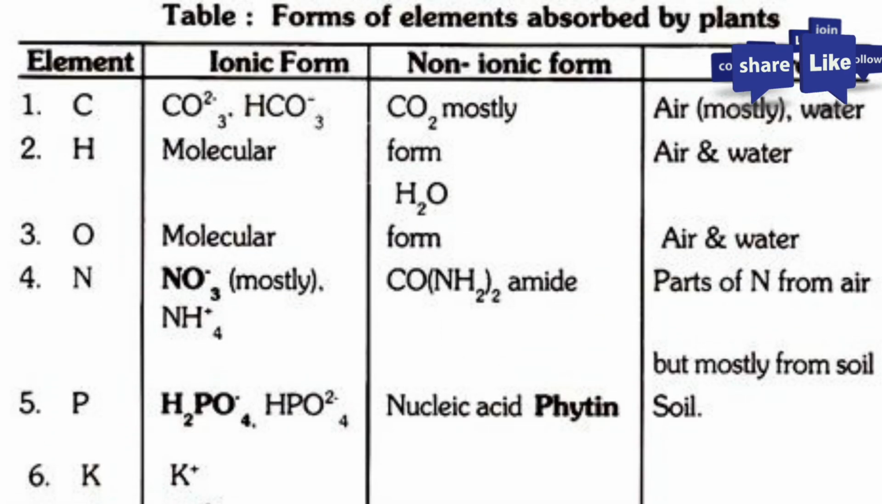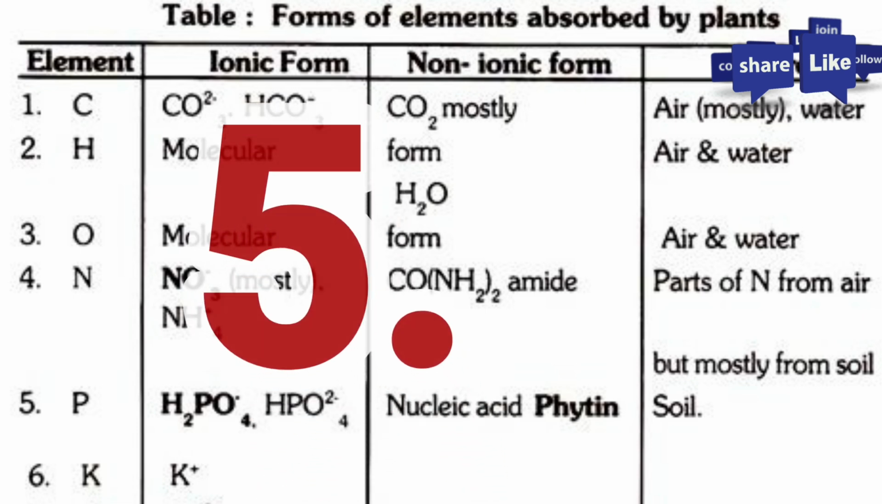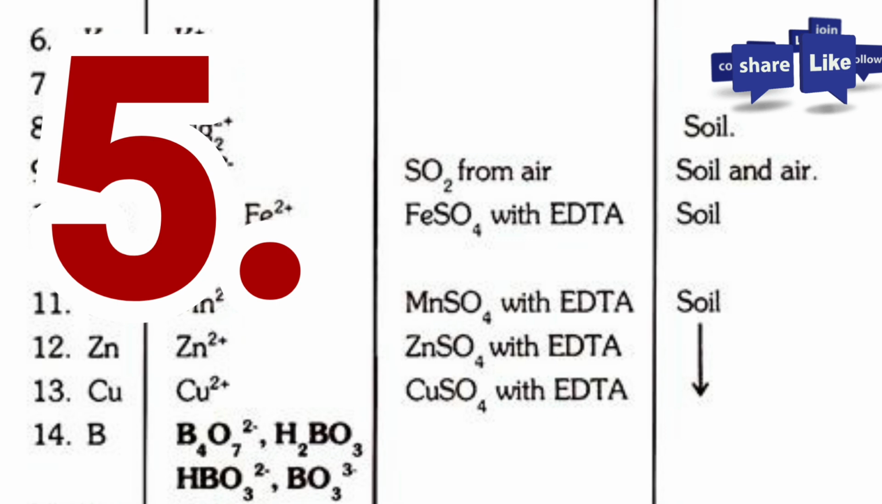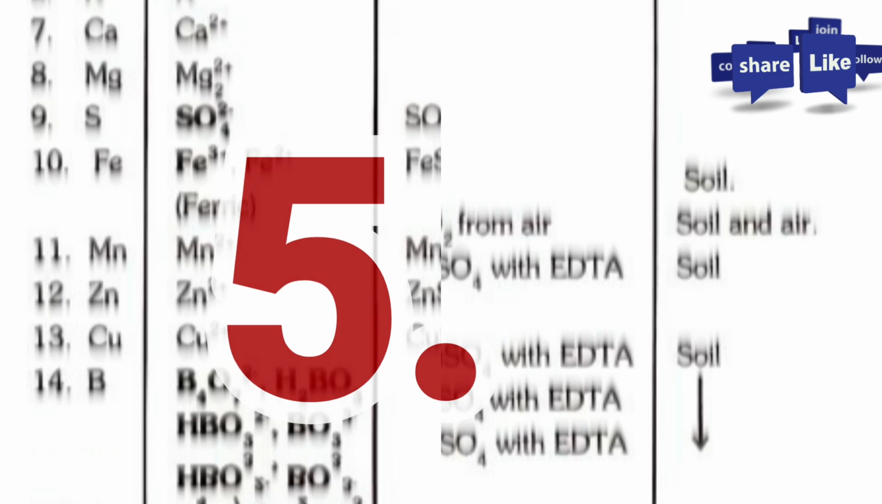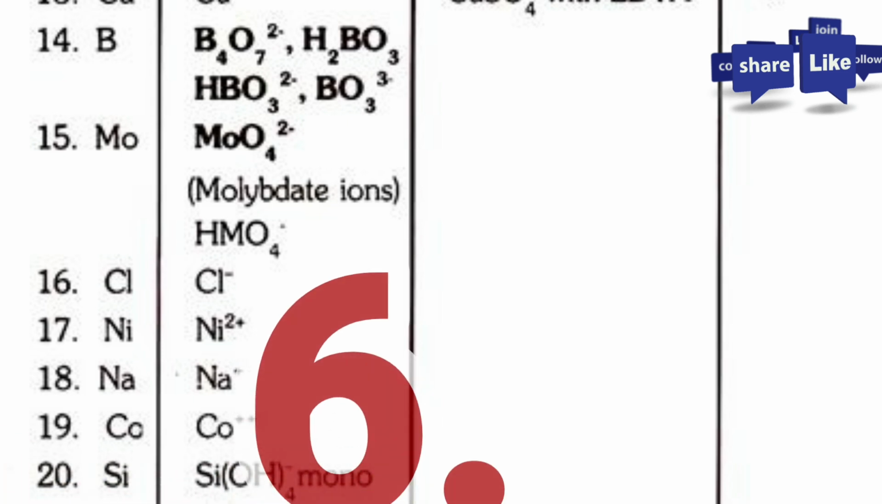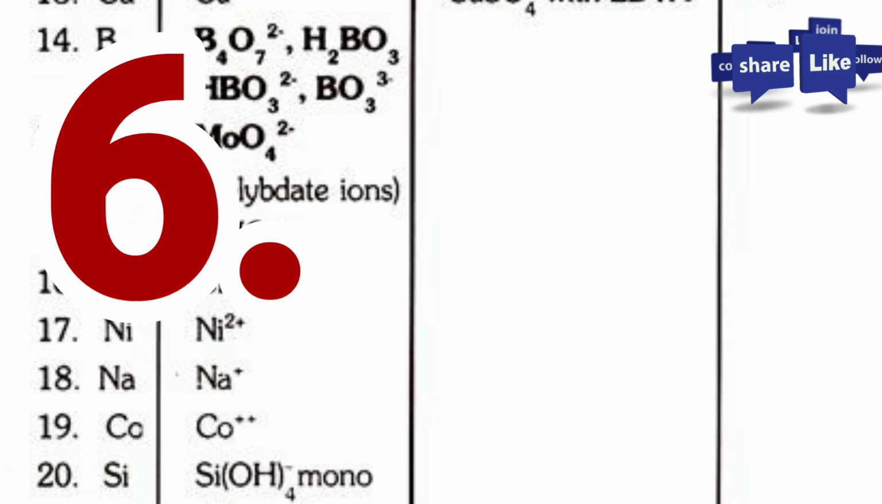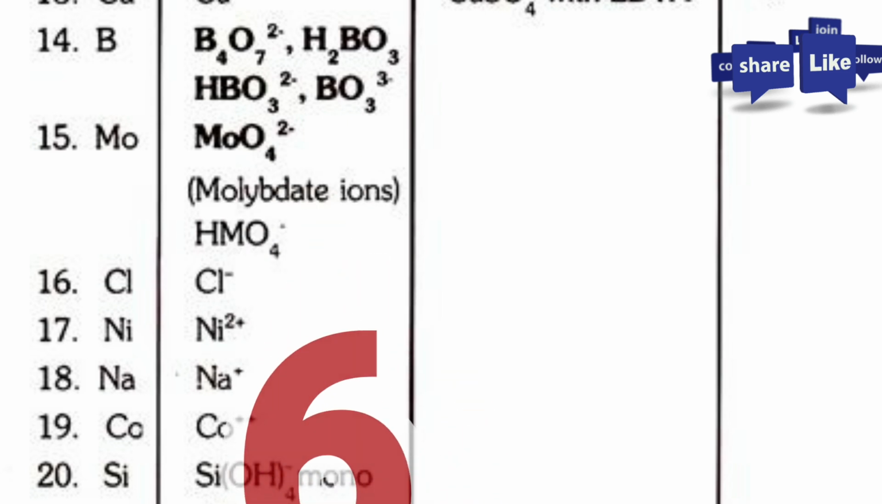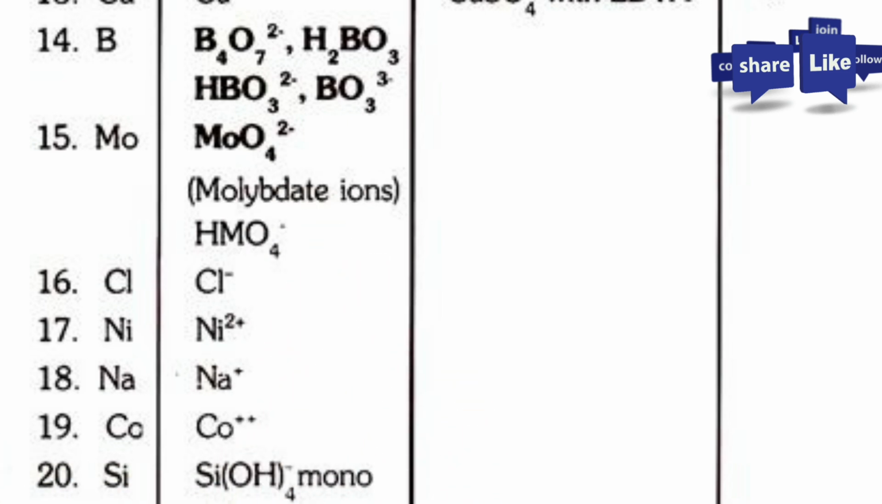Learn the difference between non-minerals and minerals. Carbon, hydrogen and oxygen are non-minerals because they are not absorbed in the form of ions, while other nutrients are minerals because they can be absorbed in the form of ions from the soil. Learn the names of a few beneficial elements which are not required by all plants. A few examples are sodium, silicon, cobalt and selenium.